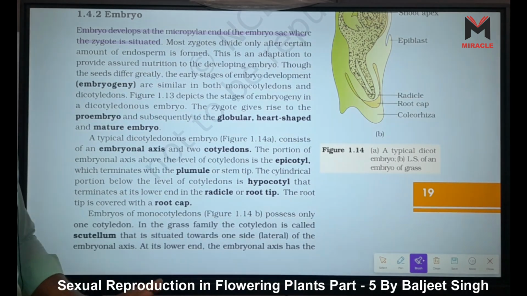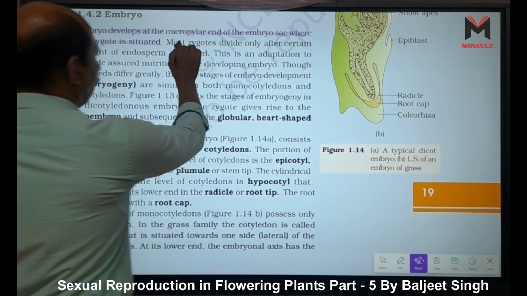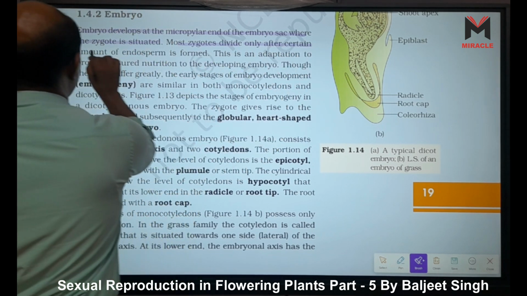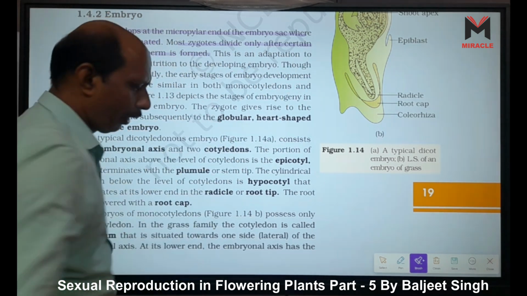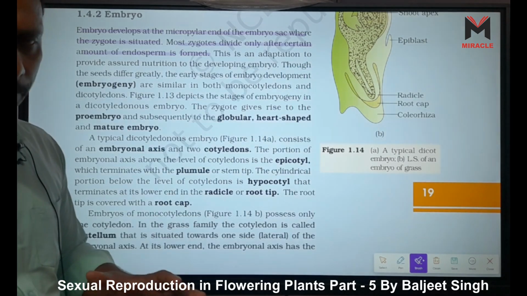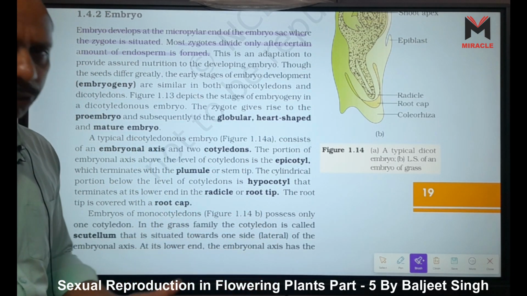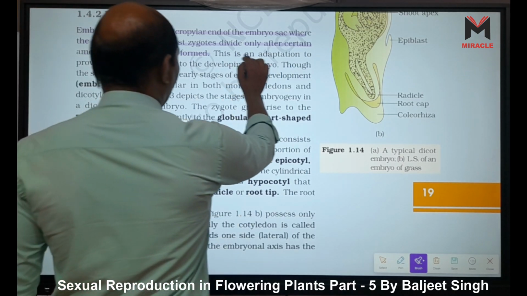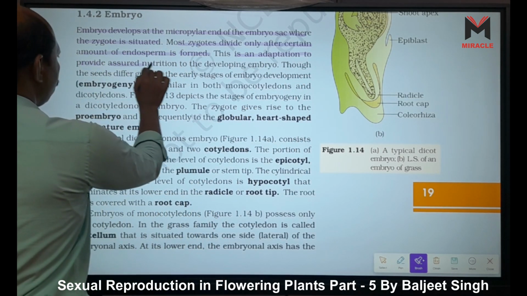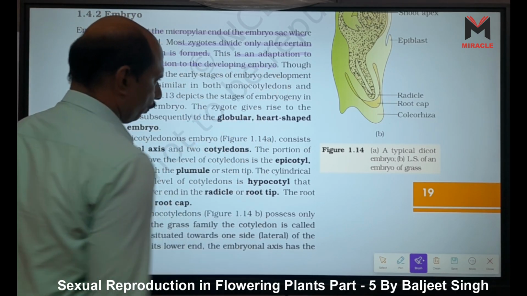That is the reason why the zygote divides only after a certain amount of endosperm is formed. When the endosperm starts dividing, right, it stores food. Then the embryo also starts dividing. This is an adaptation to provide assured nutrition to the developing embryo.